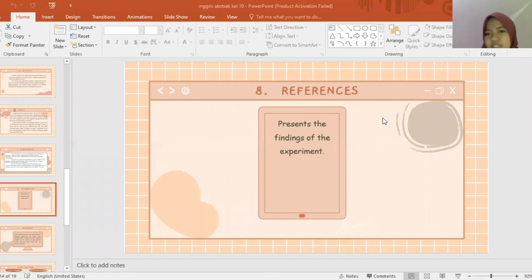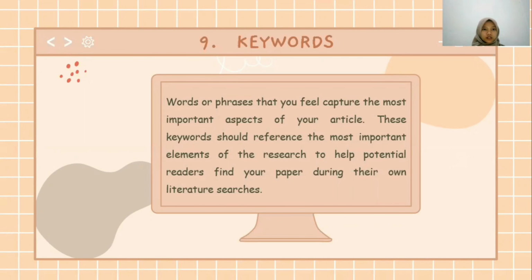Point 8, keywords. Present the keywords. The keywords are words or phrases that you feel capture the most important aspects of your article. These keywords should reference the most important elements of the research to help potential readers find your paper during their own literature searches. And then there are types and tips.